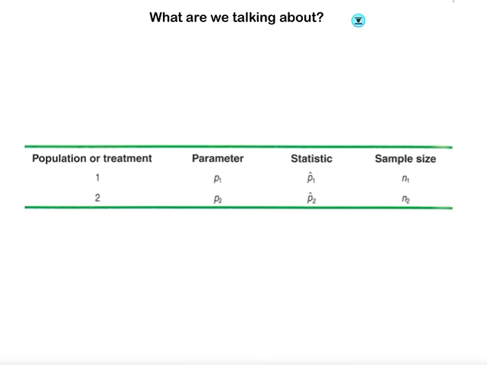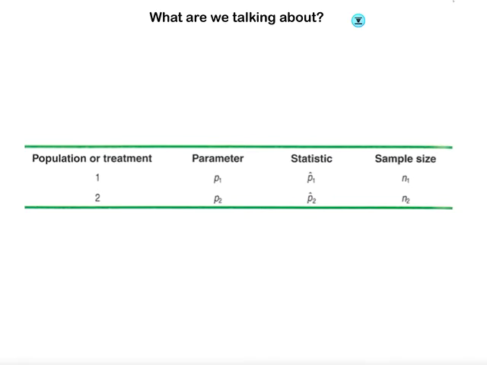Let's call these parameters of interest P1 and P2. The ideal strategy is to take a separate random sample from each population and to compare the sample proportions P hat 1 and P hat 2 with the characteristic.